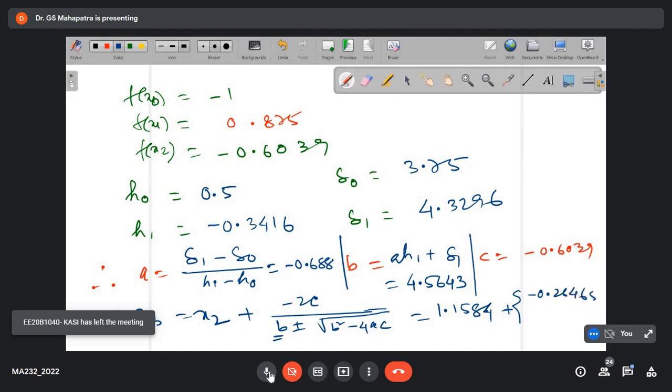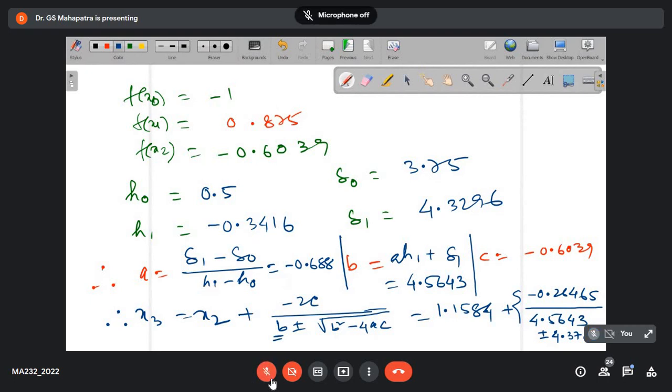Okay. Another one? Okay. 4.5643 plus or minus 4.3784. Okay, fine. So now you just check this result, you just tell me this one after considering plus and after minus also both.